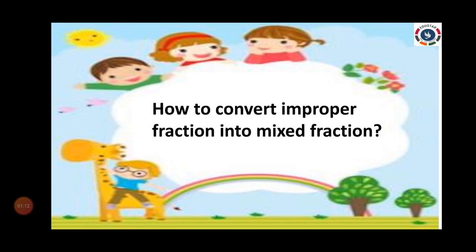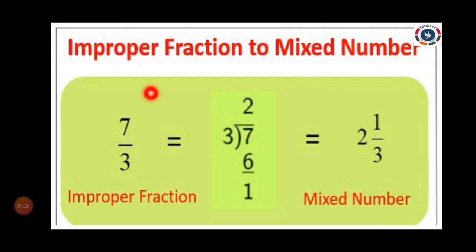Next, how to convert an improper fraction into a mixed fraction. Here, an improper fraction is given. We are going to convert it into a mixed fraction. When the whole part and fraction part are there, that is a mixed number. So here 7 by 3 is given. If you want to convert it into a mixed fraction, you have to divide the values. The numerator is used as the dividend and the denominator as the divisor. So the top value you write inside and the bottom value outside.